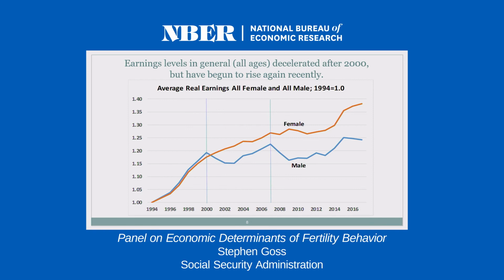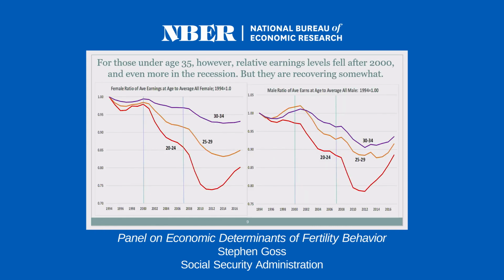There's been some recovery since, but this really speaks, I would suggest, to the idea that even though earnings levels in real terms have been coming back up in general, is there a lag effect between that and when people feel solid that the earnings levels are going to remain in good shape, and therefore have the desire to start family formation and having kids? Slide number 9 speaks a little bit more to this. Slide number 9 shows the relative earnings levels for people in these three age groups compared to the overall earnings levels for people of their gender.